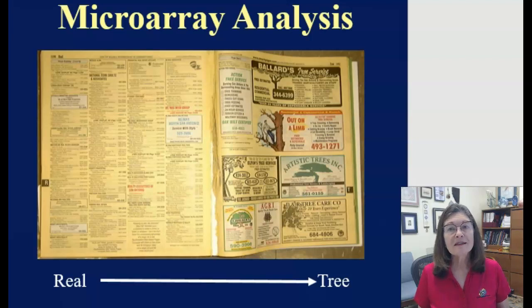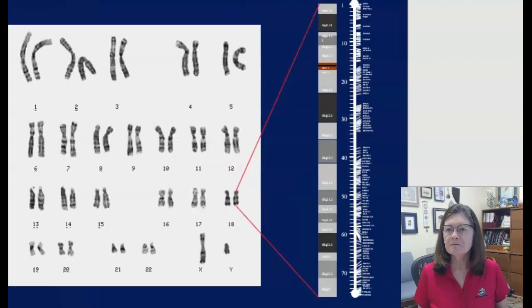And so what that does with regard to our phone book is like opening up the phone book and just determining what entries are missing. And in this case, it's the S's are totally missing, and the entries go from real to tree. So we know exactly which entries in our phone book are missing, and that's what molecular analysis tells us.